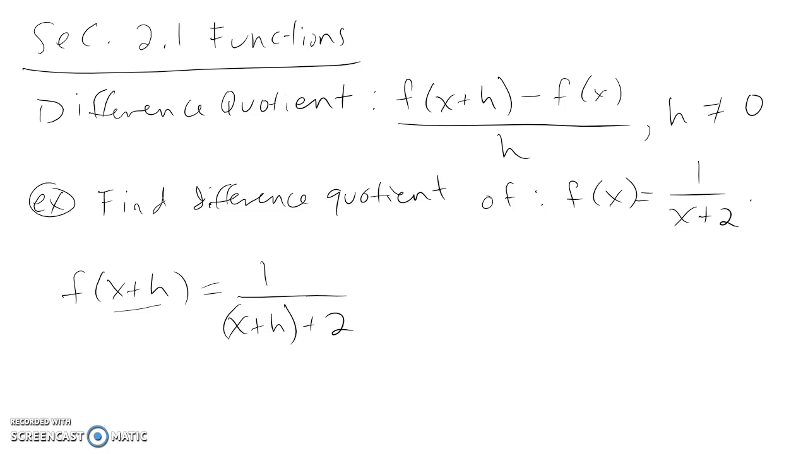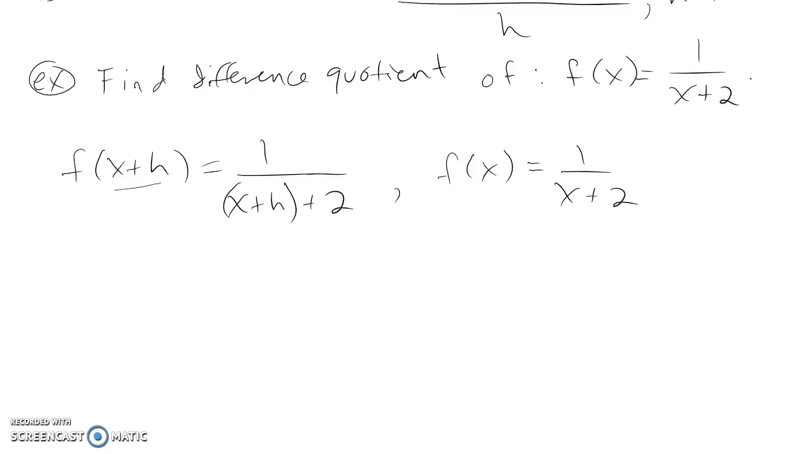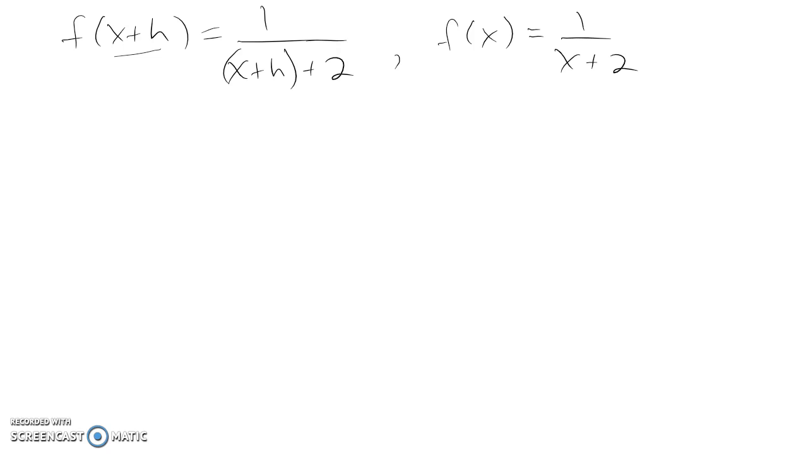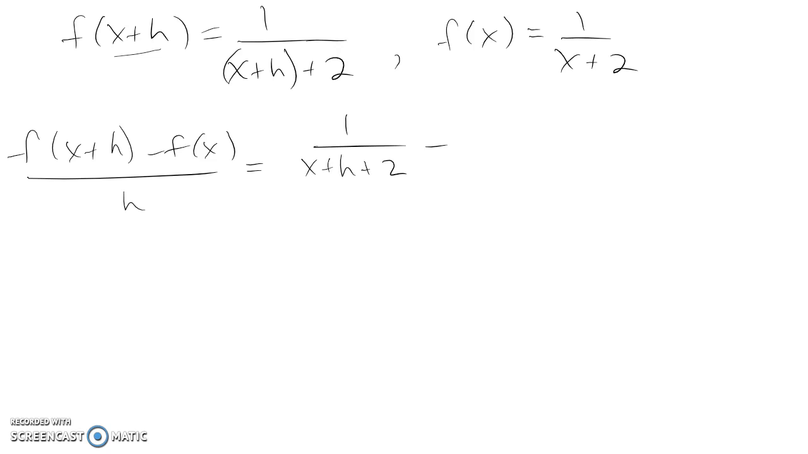So our original equation was 1 over x plus 2, so now we have 1 over x plus h plus 2. And of course we know the second piece of the difference quotient in the numerator is just plain old f of x. The denominator is h. So now we're going to plug them in. We can say that f of x plus h minus f of x all over h is equal to 1 over x plus h plus 2 minus 1 over x plus 2 all over h, where h is not equal to 0. Now we have the fun task of simplifying.